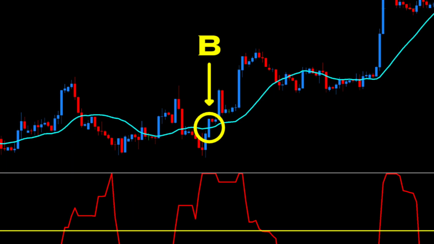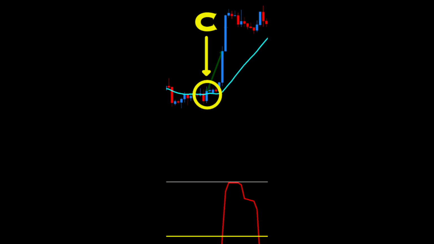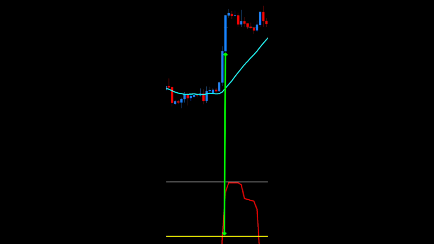Did you get it? The answer was B. Point A did not have sufficient volume as the signal line was below the midline through multiple signals, and point C would have needed to wait 5 more periods before sufficient volatility was present.